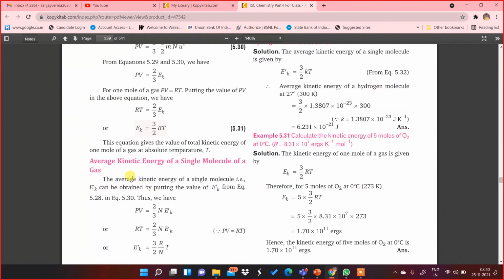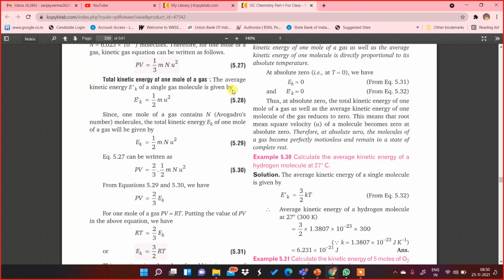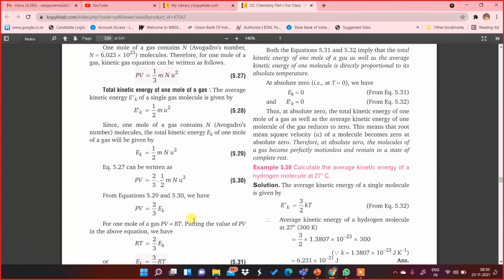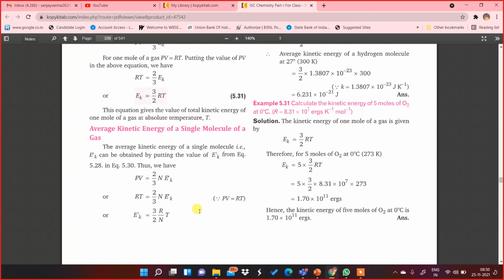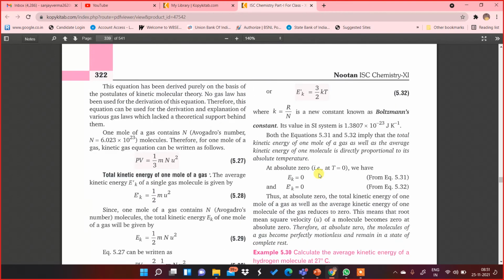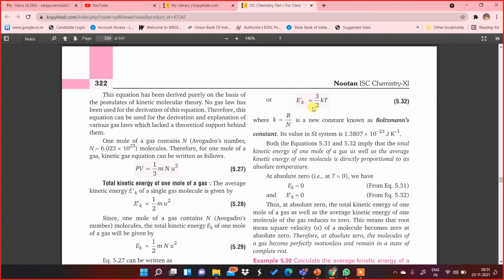After that, we have the average kinetic energy of a single molecule of a gas. The average kinetic energy of a single molecule, that is E dash K, can be obtained by putting the value from equation 5.28 earlier. If you put all the values and substitute, you will get a final form which you'll have to remember: E dash K is equal to 3 by 2 KT, where this K is called Boltzmann's constant.